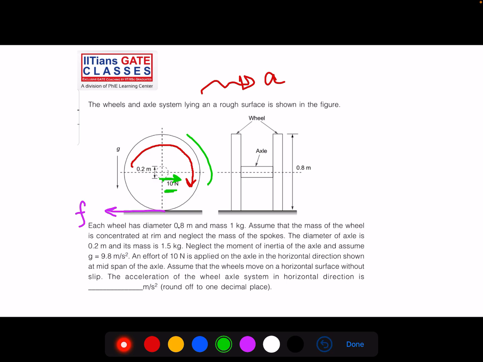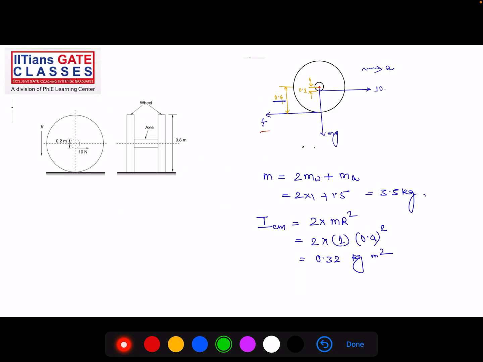All these concepts will be required while solving this, right? So let us do the first thing first. Let us try to draw the FBD, right?